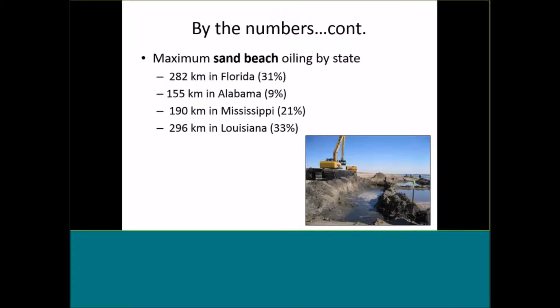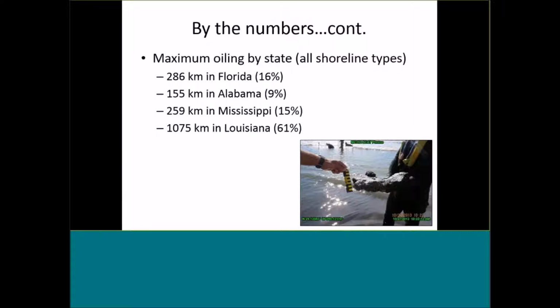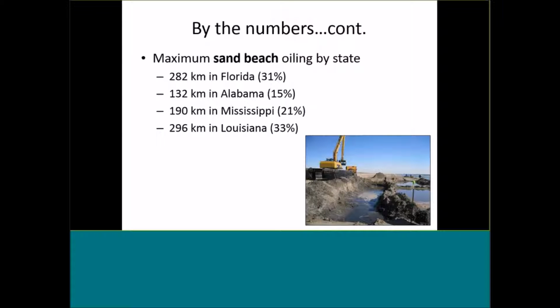So let me just jump back one slide. These are the maximum oiling stats across all shoreline types, and jump forward one. Now we'll talk about maximum oiling just on sand beaches, so sand beaches only, again by state. And you see a little bit different pattern here. So almost 300 kilometers in Florida, and it jumps up to 31% of the sand beach oiling. Alabama, a little bit more than 130, Mississippi almost 200 kilometers, and Louisiana almost 300 as well. So Louisiana and Florida in terms of sand beach oiling, pretty similar. So what's that tell you? A lot of the oil in Louisiana was in coastal wetlands, and we'll show you a graphic on that later.